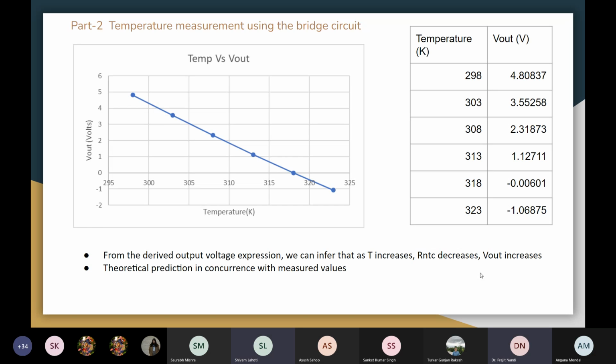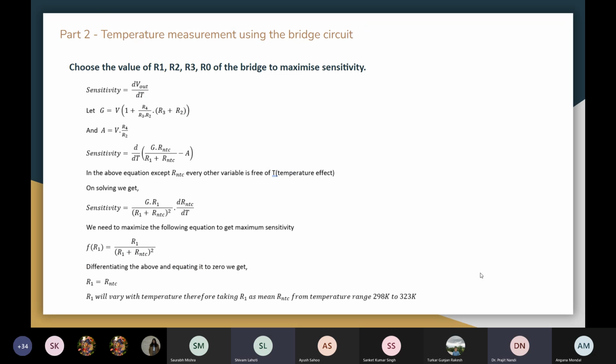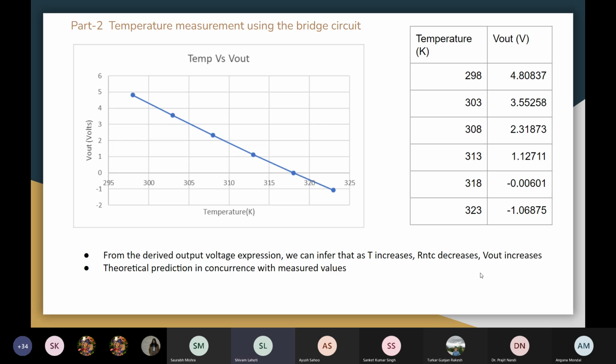So, average in the temperature range, right? That's what you mean. Yeah. Okay. And then in the second part, this is the graph for the temperature range from 295 to 325 Kelvin, and this is the plot for the same.